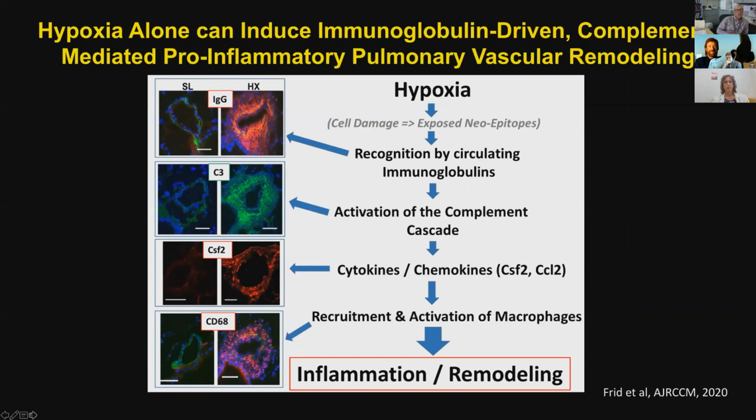And so we went on to say, let's just take a hypoxic model and see whether or not complement gets activated and whether it could be by itself causing some of these problems. So in a paper that we recently published, Dr. Frid is the first author, we showed that hypoxia alone can induce the expression of neoepitopes or neoantigens on the endothelial surface that are recognized by circulating immunoglobulins, probably both IgM and IgG, which then activate complement. And that activation of complement in this local tissue environment within the small blood vessels of the lung then induces, in a complement-dependent fashion, cytokines and chemokines, including CSF2, CCL2, which induce recruitment and activation of macrophages, resulting in inflammation and remodeling. If we knock out various forms of complement, we can abrogate really the whole process.